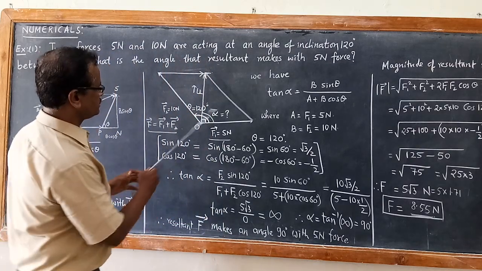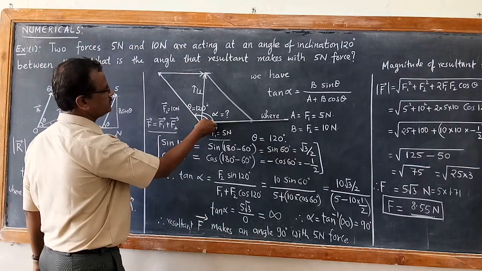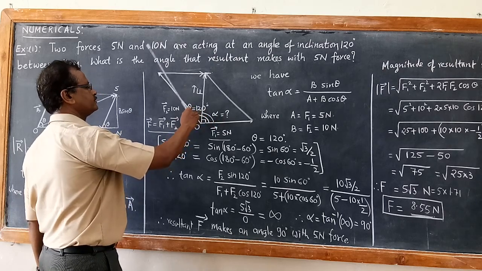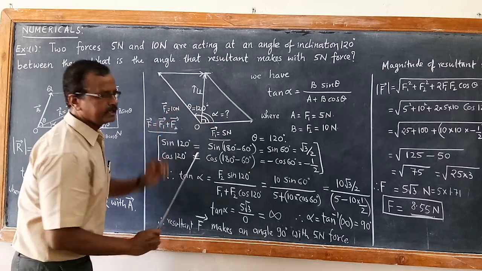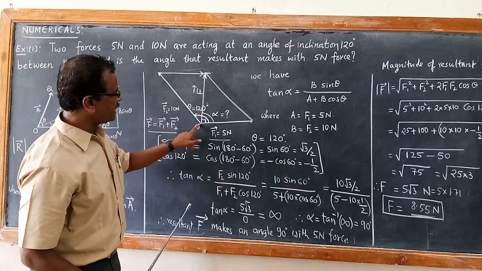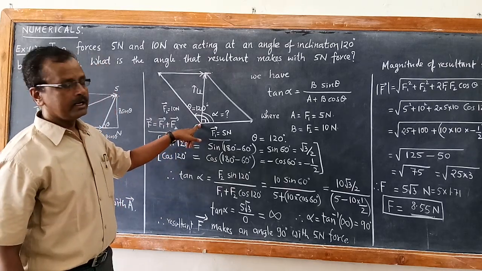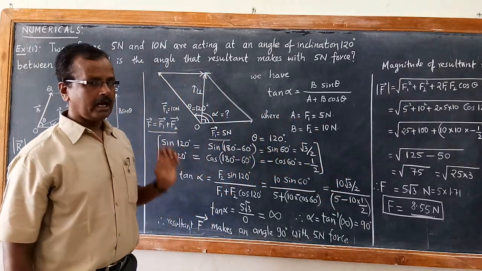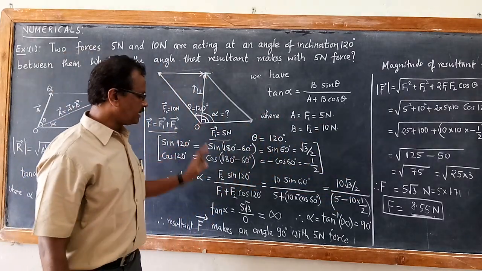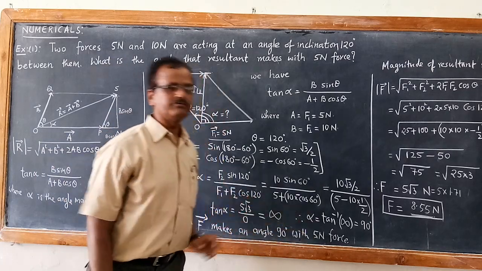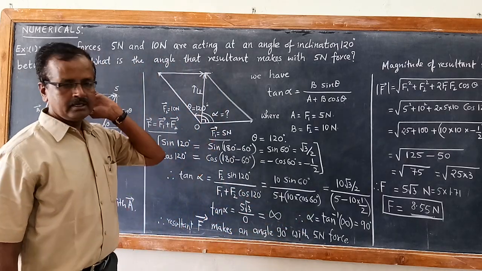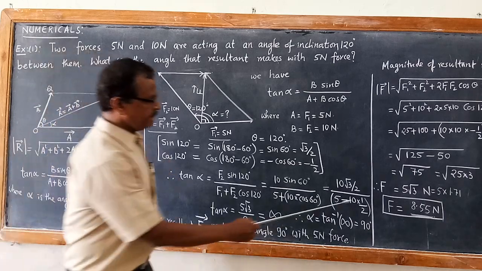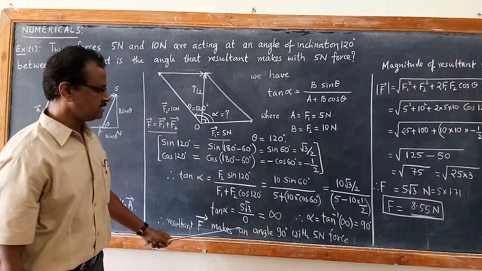So if two vectors are acting, one in this direction, another one in this direction, one with 5 Newton, another one with 10 Newton, with an angle of 120 degree between them, the resultant force acting on this body is 8.55 Newton, and it is directed at an angle of 90 degree with the 5 Newton force. That's how we describe a vector. We describe a vector by its magnitude and its direction.